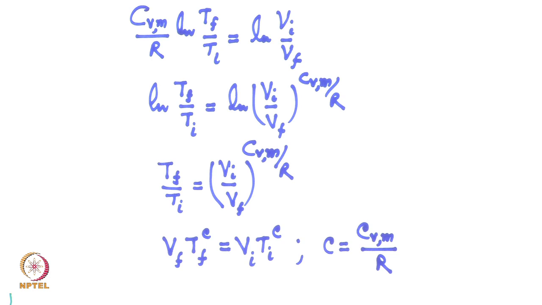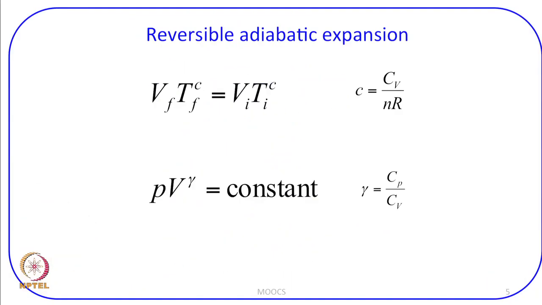So, now let us look at the second equation, that P V gamma is equal to constant. This is what we need to now derive. Let us see now how to get that equation. That is very easy.